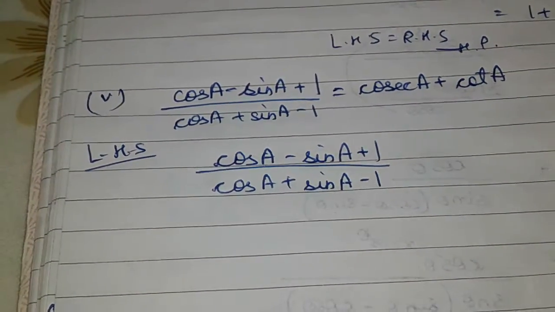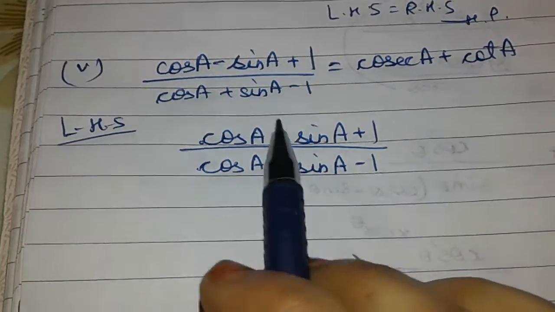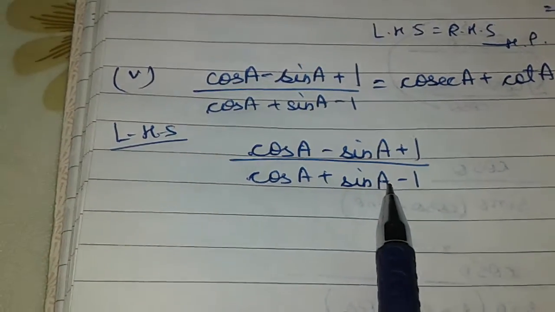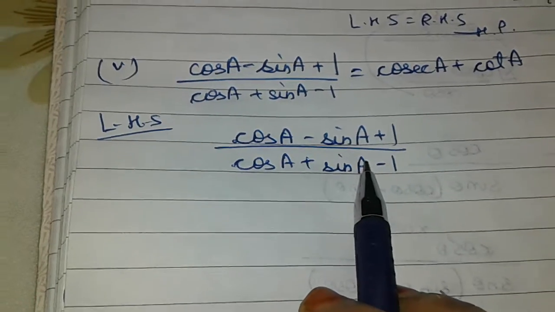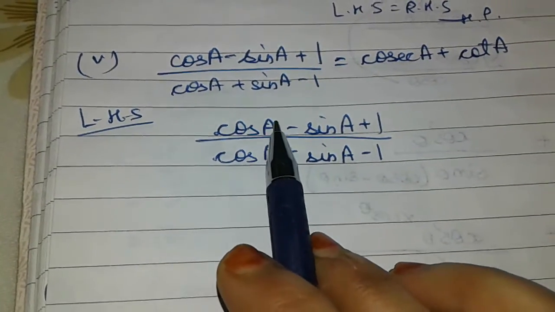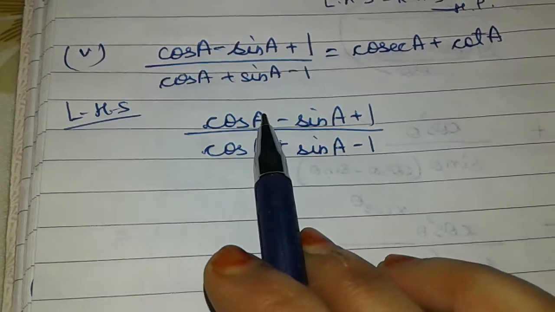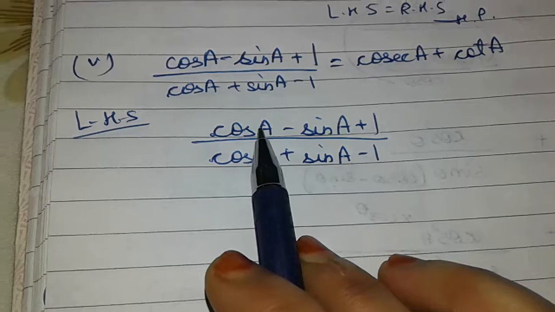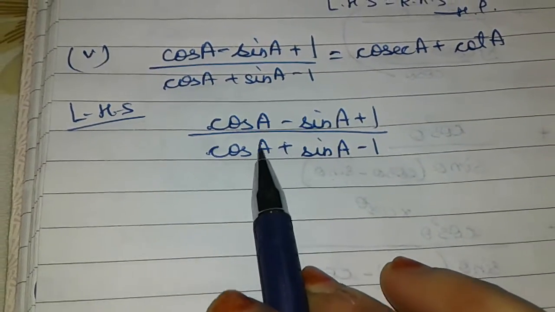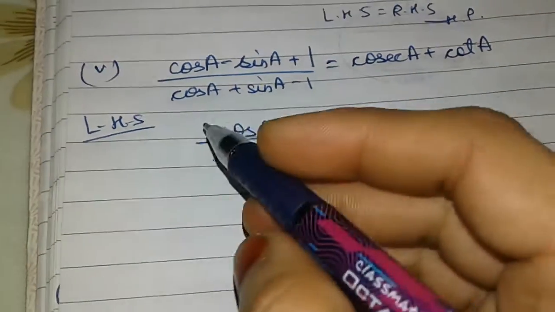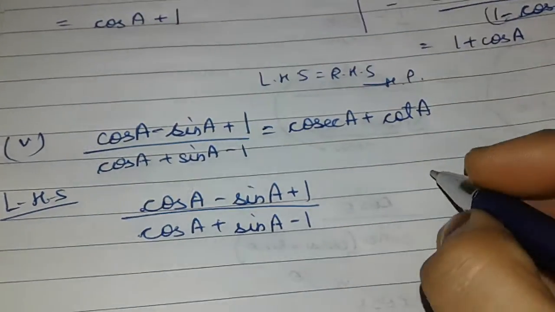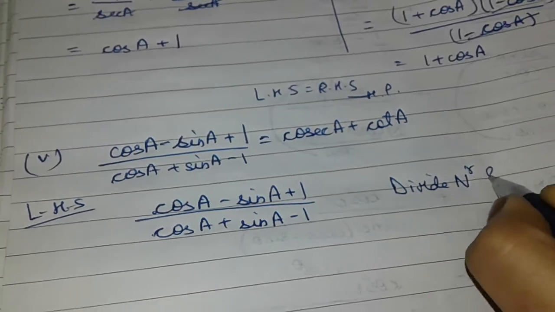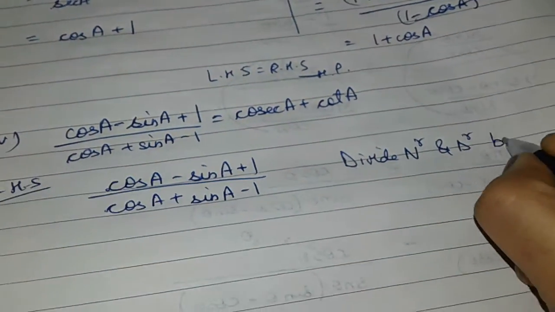Here is the fifth part. I am taking left hand side, (cos a minus sin a plus 1) upon (cos a plus sin a minus 1). Now in this question, we have to divide the whole numerator with sin a and the denominator with sin a, individual terms with sin a in the numerator as well as in the denominator. Very important part in this question. Divide numerator and denominator by sin A.